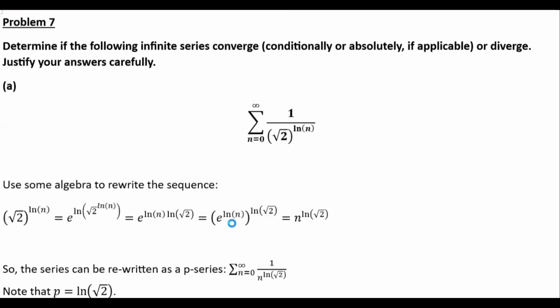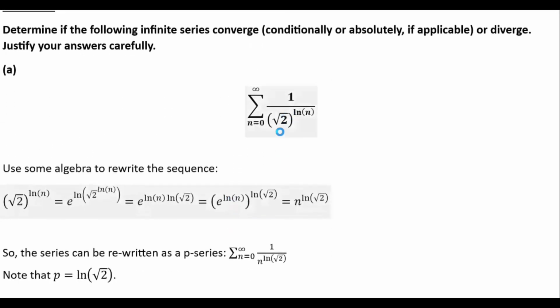Okay, so for this first one, how do we determine the convergence of this? Well, we can rewrite this a little bit using some algebra. Square root of 2 to the ln of n. We can rewrite it as e to the ln of square root of 2 to the ln n. It's a strange way to rewrite it, but it's true. Just e and ln inverses, we're left with the arguments. We're back with the original, okay?